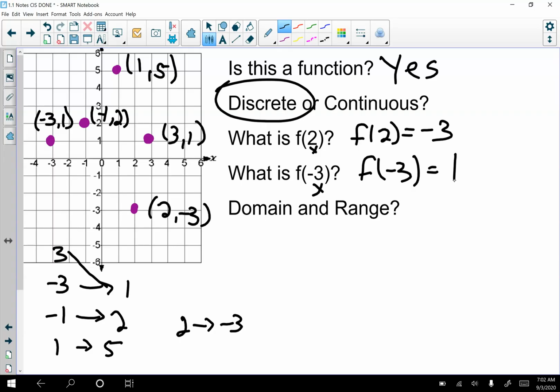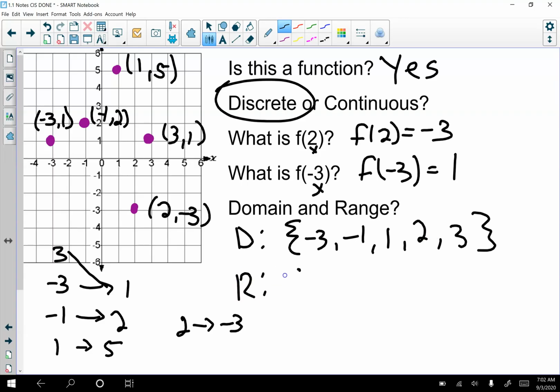And then I'm going to list the domain. So the domain are all the x's here. So we've got -3, -1, 1, 2, and 3. And then the range, notice when it's discrete data, it is a list of numbers. They're specific numbers, not the ones in between -3 and -1. It's just -3 and -1. And the range is going to be -3, 1, you don't write 1 twice, 2, and 5. So you don't repeat numbers in those. And notice how I put them least to greatest also.